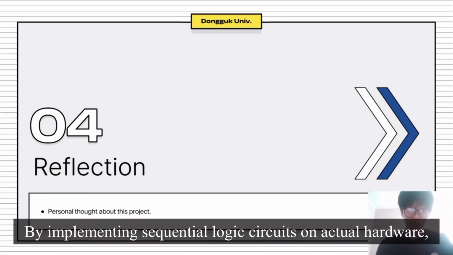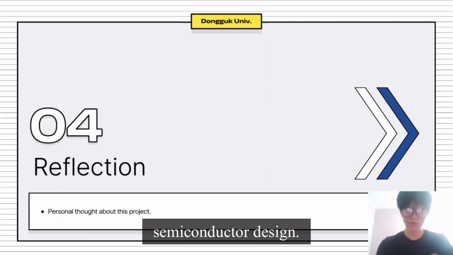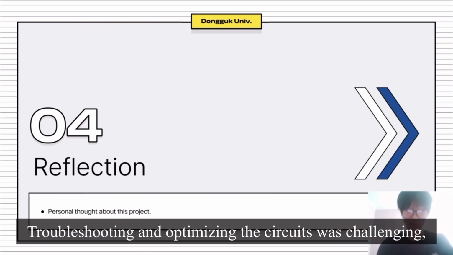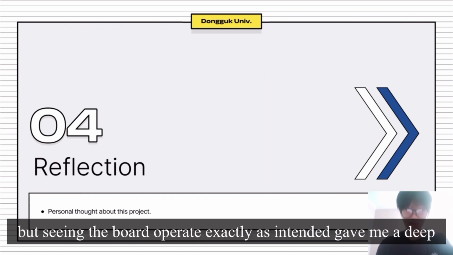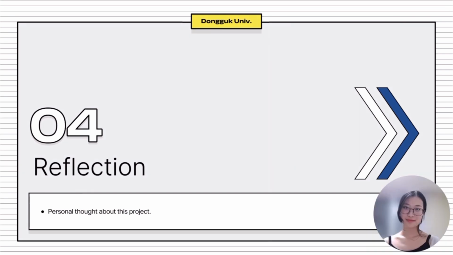By implementing a sequential logic circuit on actual hardware, I was able to greatly develop my practical sense for system semiconductor design. Troubleshooting and optimizing the circuit was challenging, but seeing the board operate exactly as intended gave me a deep sense of accomplishment.